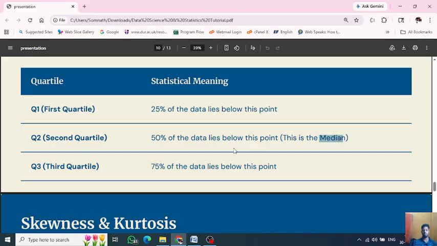On the left side of the median, 50% of the values lie, right? And the third quarter is 75%. The remaining is in the fourth quarter, Q4. This is the format: 25, 50, 25. Let me tell you more clearly. We need the value where 25% of the data lies, a value where 50% of the data lies, and a value where 75% of the data lies.